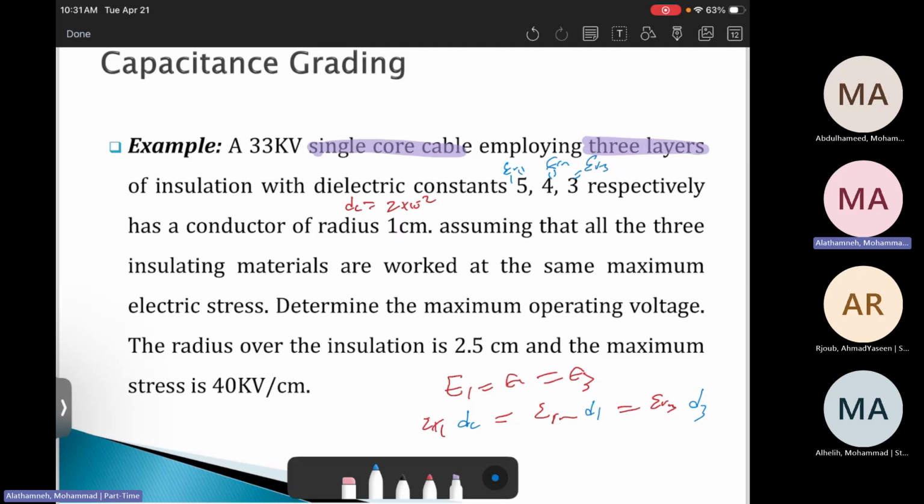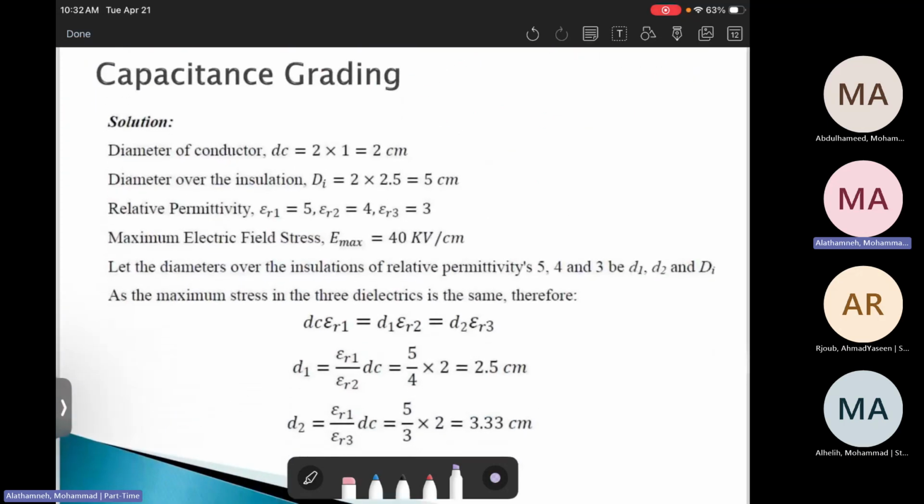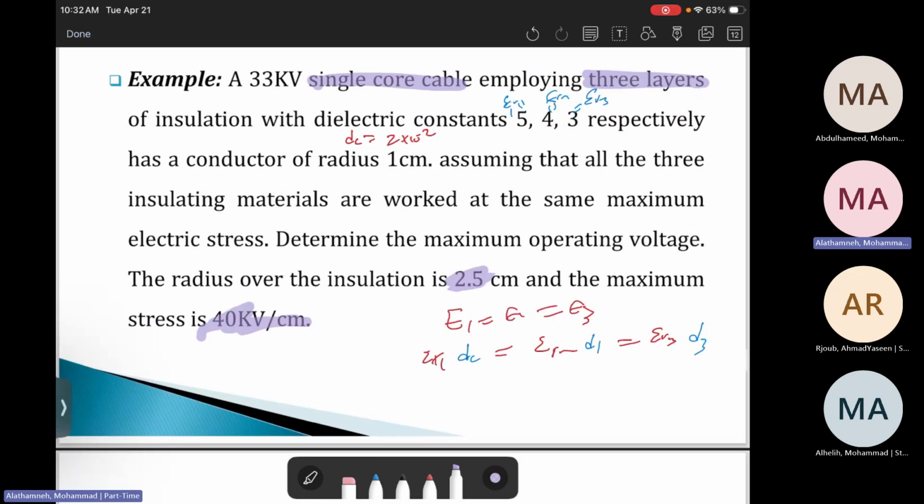Then we need to determine the maximum operating voltage when the radius over the insulation is 2.5 centimeters and the maximum stress is 40 kilovolt per centimeter. Again, the information that we have: the overall radius, the capital letter, is 2.5 times 10 power negative 2, while the diameter is 2 times this, which is 5 times 10 power negative 2, or 5 centimeters.